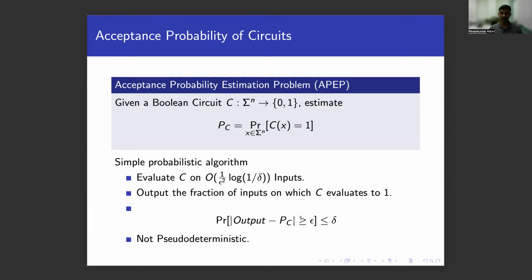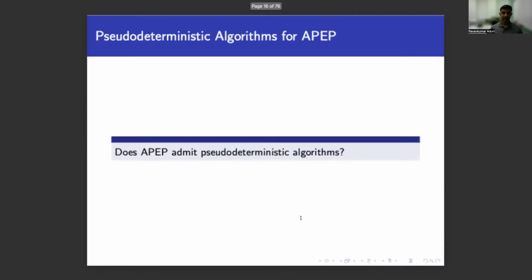But again, this algorithm is not pseudodeterministic. If I run this algorithm two different times, it's going to output two different approximate values with very high probability. So the question we now ask is: can we design a pseudodeterministic algorithm for APEP, the acceptance probability estimation problem? Does it admit pseudodeterministic algorithms?